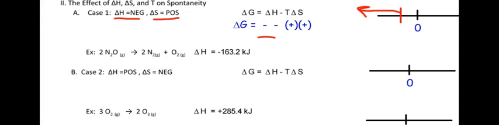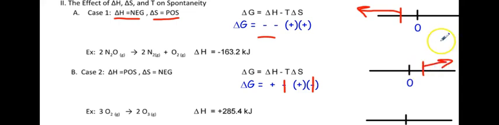Well, how does this work out in my math? All right. So let's check this out. We have a delta H that is positive. So delta H, I'm going to start off over here, is positive. That's a positive 285.4 kilojoules. And I'm going to subtract a negative. Well, what does that do for me? Isn't that like adding a positive? So I'm going this direction.